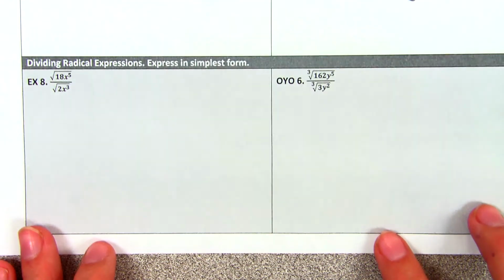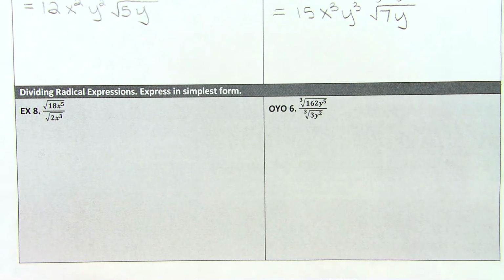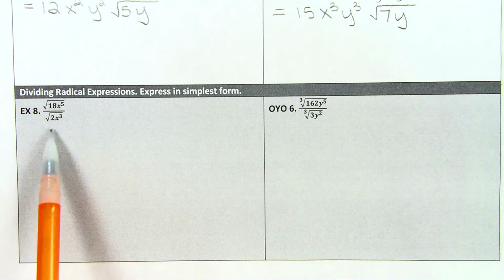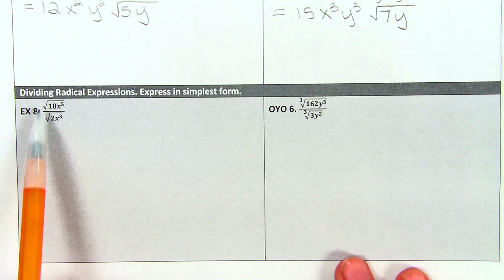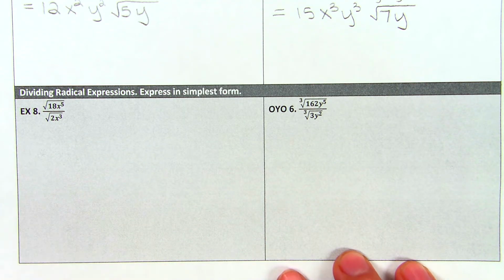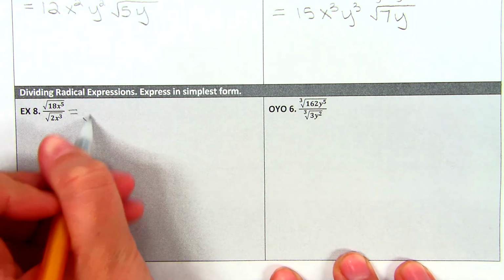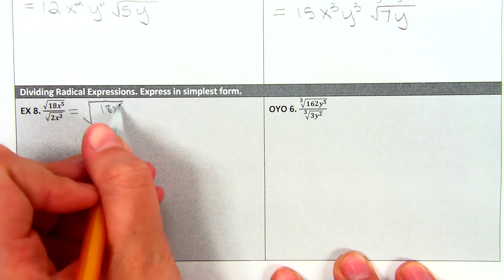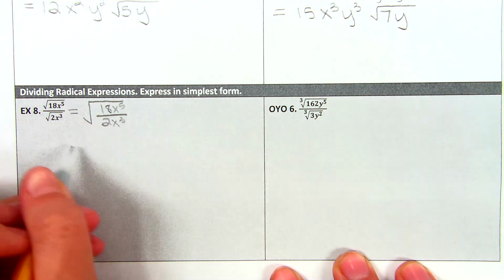Remember the rule for multiplying and dividing: the indexes have to be the same. So when we have this split up like this, we have the square root of 18x to the 5th divided by the square root of 2x cubed. We want to try to combine this and simplify it if we can. Since they're both square roots, we can go ahead and write this as one square root together. So this is like saying the square root, one large one, of 18x to the 5th divided by 2x cubed.